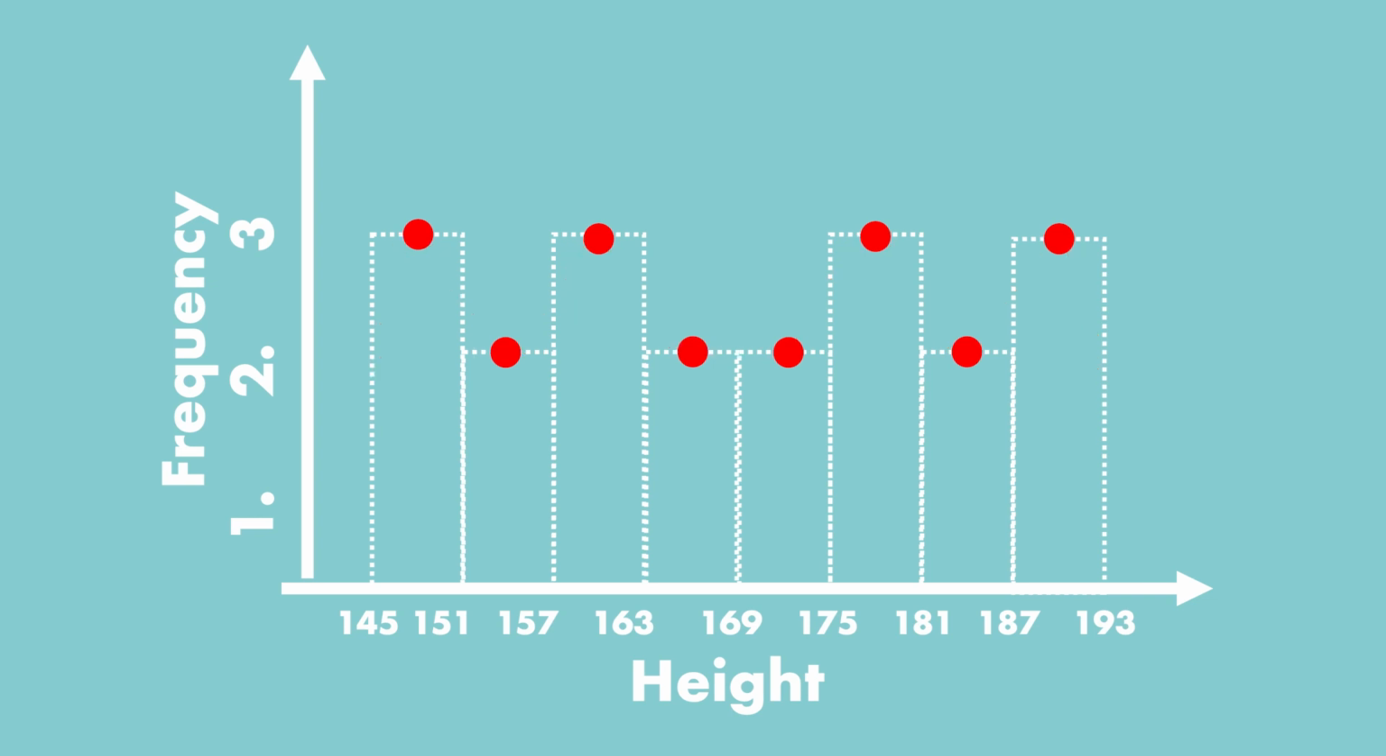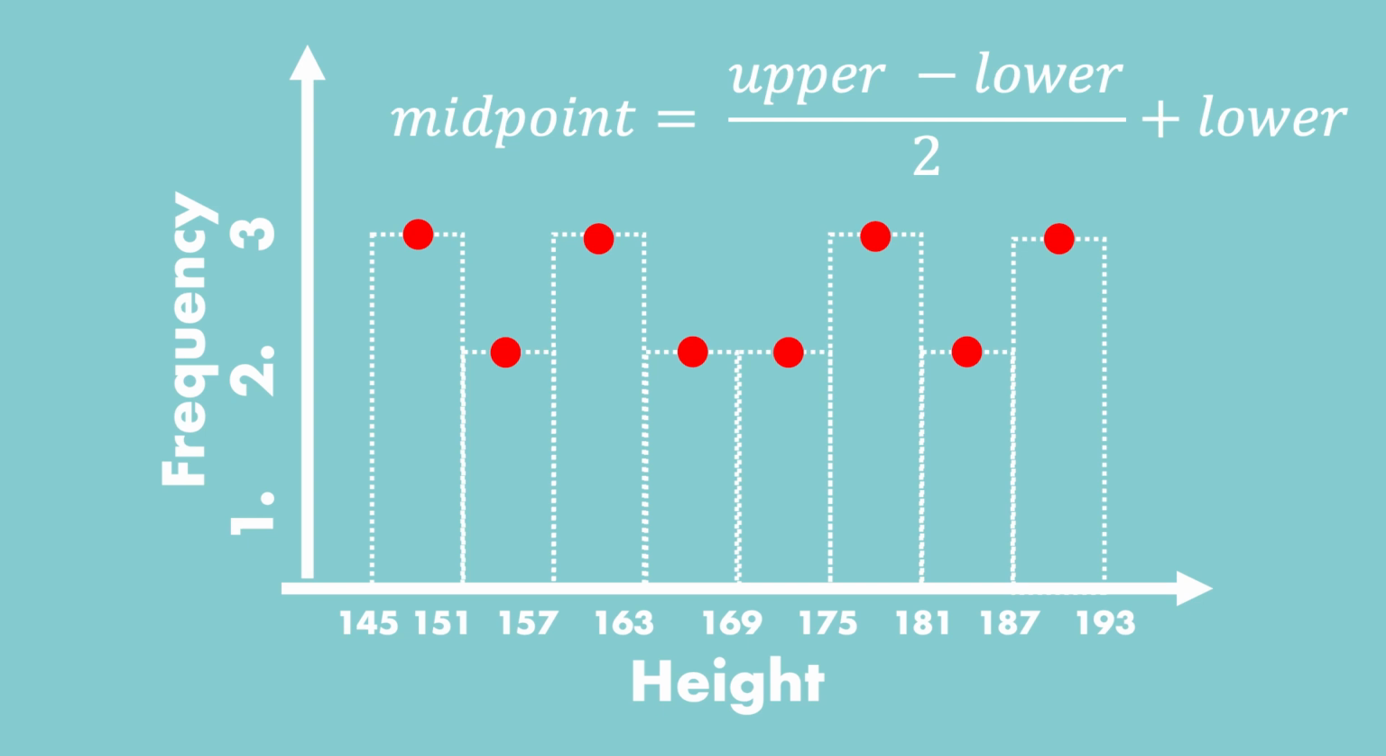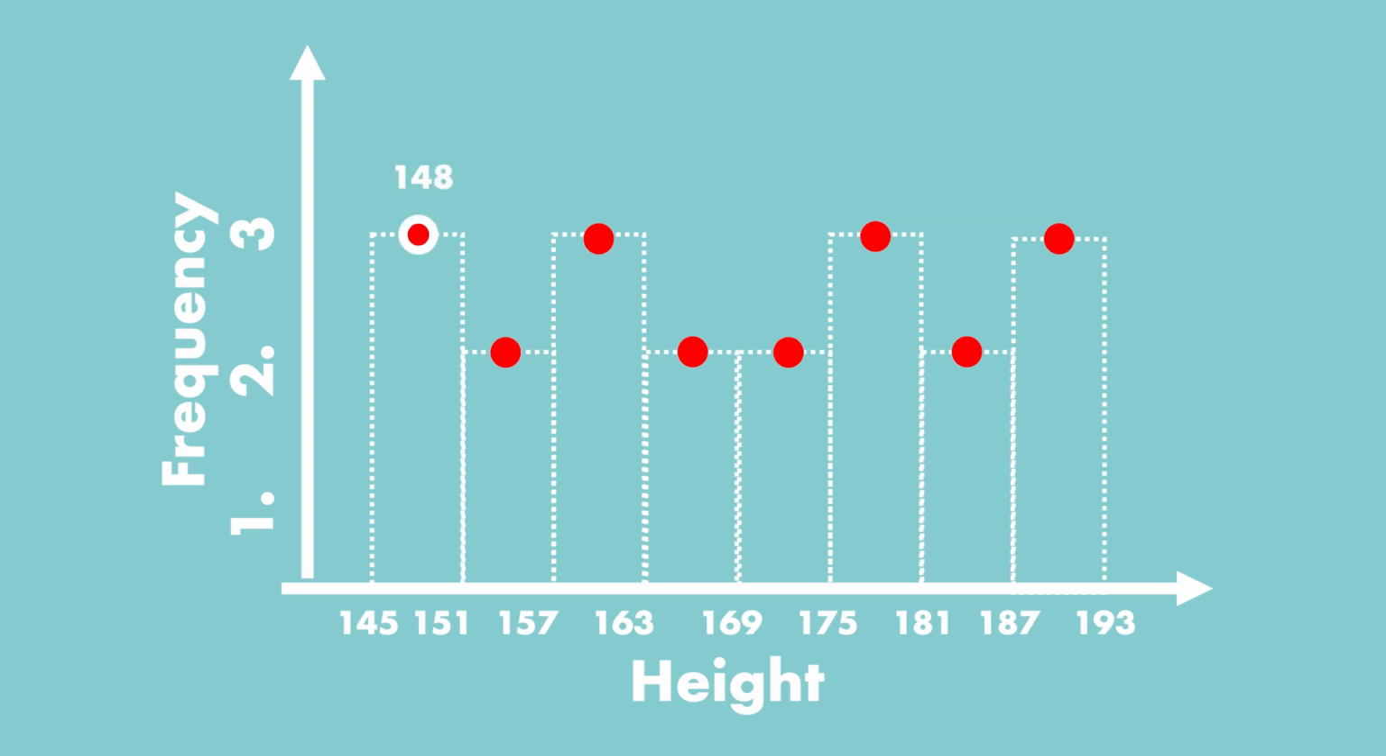A midpoint can be calculated from the formula upper minus lower, then divided by 2, and then you should add that value to the lower endpoint. The point labeled 148 represents the first interval from the table that contains 3 observations. The second point is 154, and it corresponds to a frequency of 2.